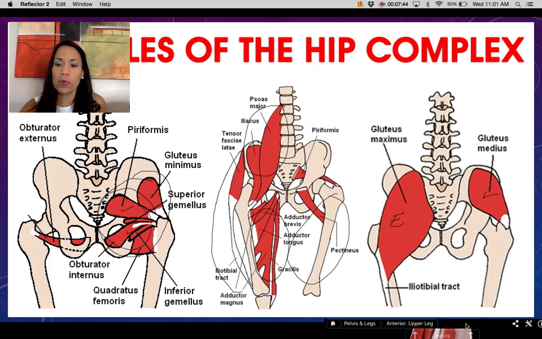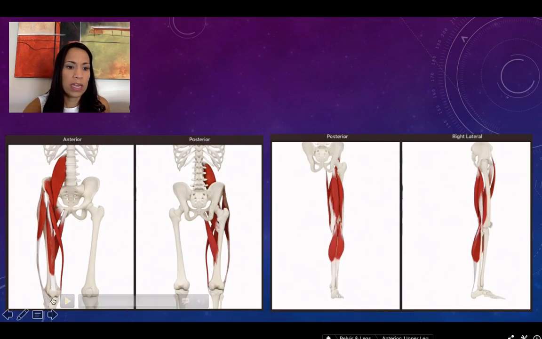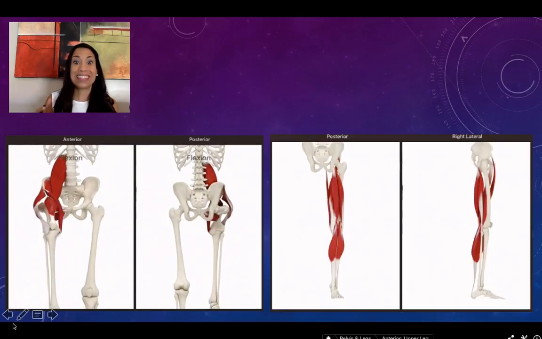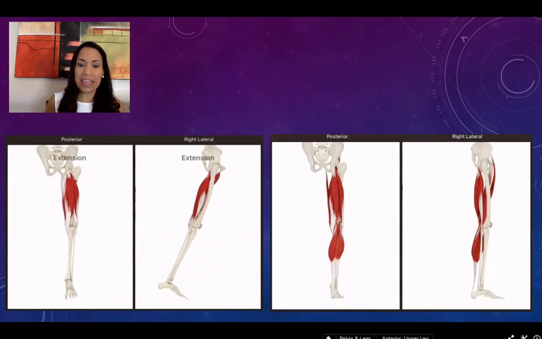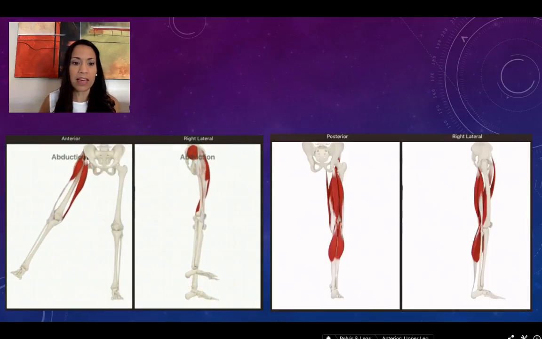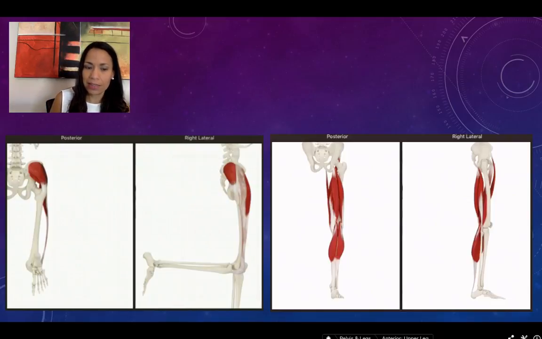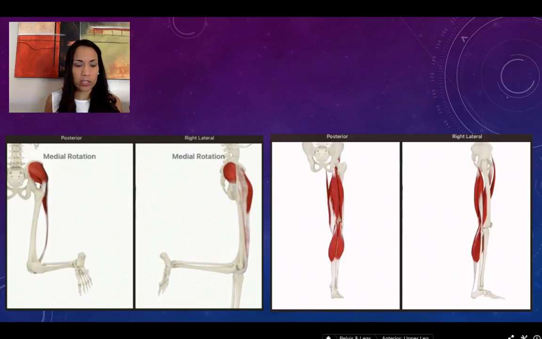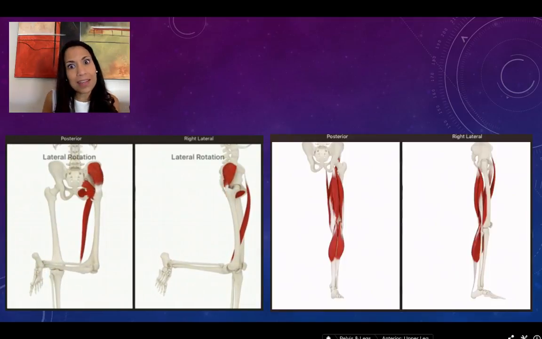So let's review then the movements that we have learned so far. We have described the movement at the hip, so that is flexion of the thigh at the hip. This is extension of the thigh at the hip. Then we have abduction of the thigh at the hip, adduction of the thigh at the hip, medial rotation of the thigh at the hip, and the lateral rotation of the thigh at the hip.